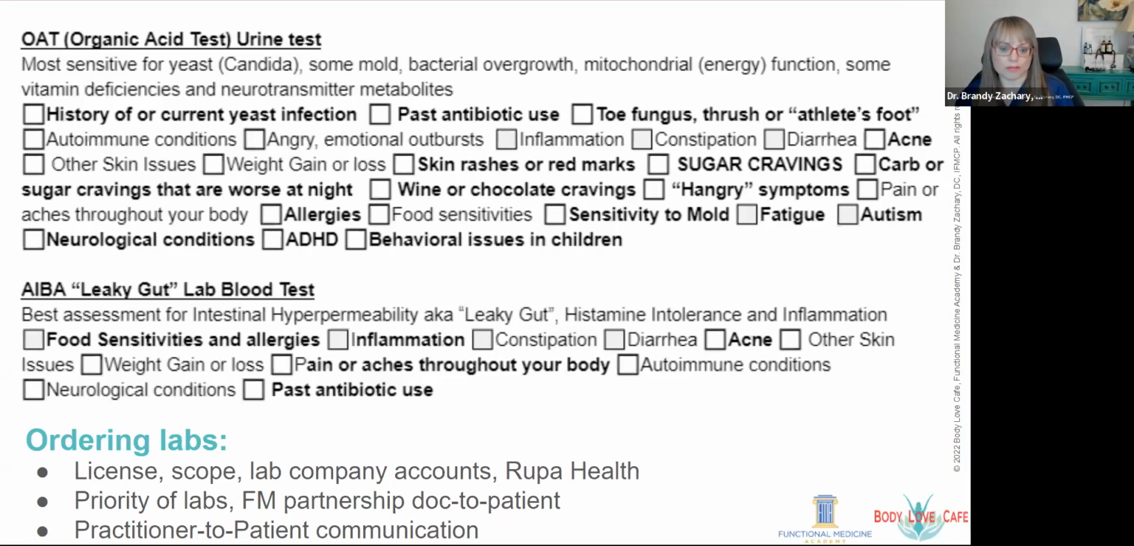Priority of labs already mentioned. Remember also about that partnership that we're always trying to create in functional medicine, that partnership between the doctor and the patient. So how you communicate labs is part of creating that partnership.